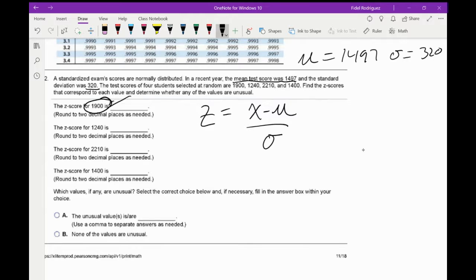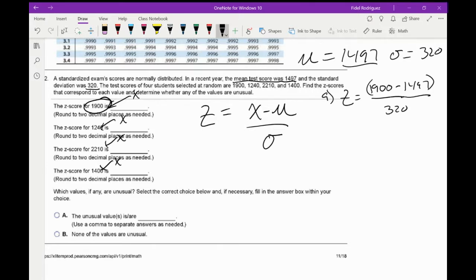So these numbers here, guys, those are my X values, okay? And then we're going to figure out how to find the Z-scores. So when I do part A, the X value we have is 1900 minus mu, which is 1497, all divided by 320. Now, I'm going to give you a suggestion. Write the numerator in parentheses so that you can type it in exactly as you see it.